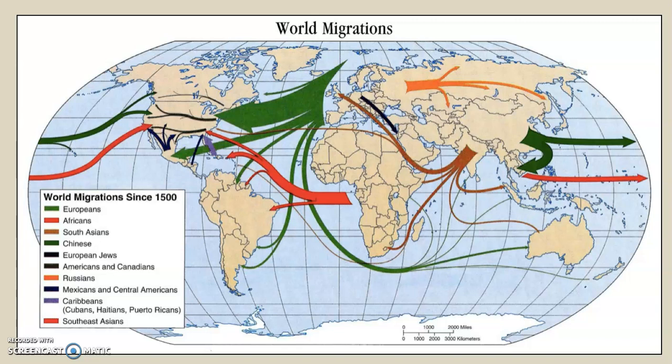Keep in mind as we go back to this map and we revisit it throughout this lecture, that those arrows are over time. The thicker the arrow, the more people have moved. It's not all at one shot.